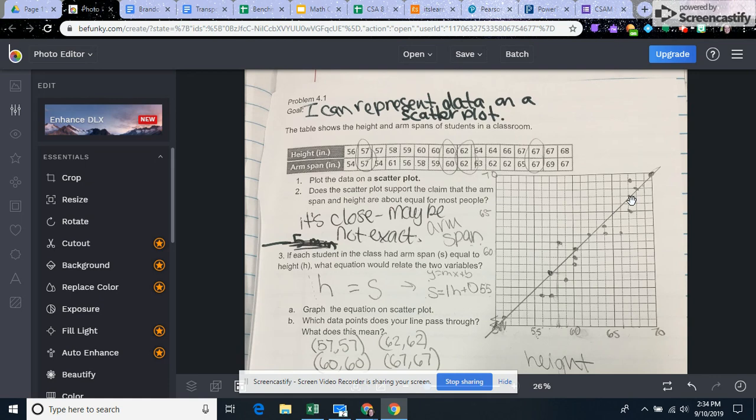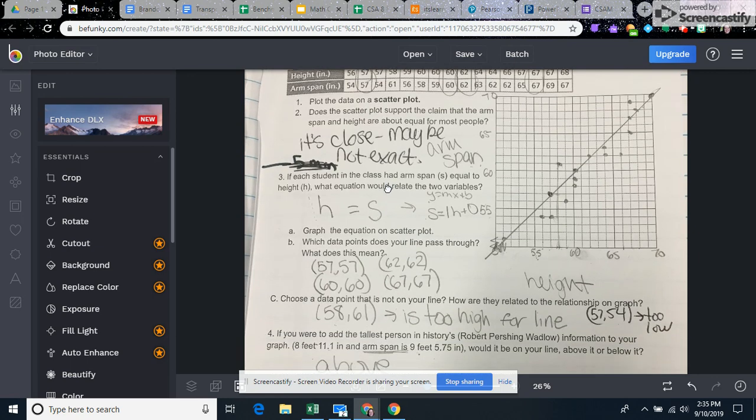Then it says, does the scatter plot support the claim that the arm span and height are almost or are about equal for most people? So if they're equal, that means that your height and arm span will be the same number. So when we go through the graph and we start circling those, we have 57, 60, 62, 67. So it's not exact that the height and the arm span are the same number, but if you look, they're all pretty close. So I just said it's close, but maybe not exact.